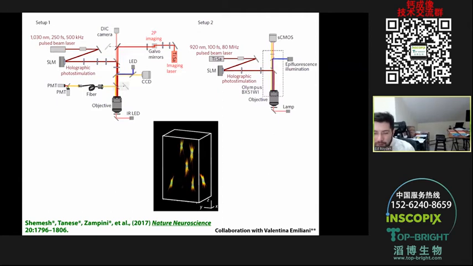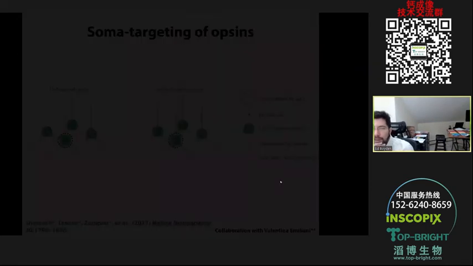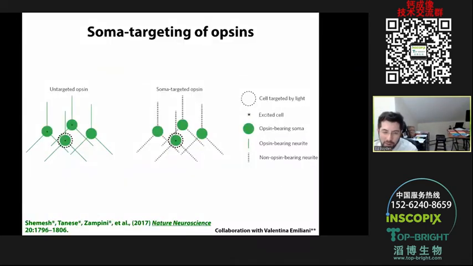So Valeria Zampini and Dimitrii Tanese from her group and Or Shemesh from my group teamed up, and we decided, what if we could make a molecule that would be matched to the power of these kinds of holographic stimulation methods? Now, one of the big problems, of course, is that if these molecules are everywhere on axons and dendrites, then you might aim light at one cell, shown by the dotted circle on the left, but you might hit axons and dendrites from neighboring cells.